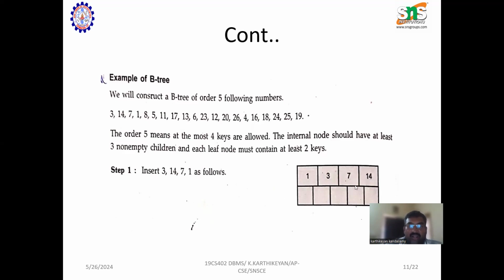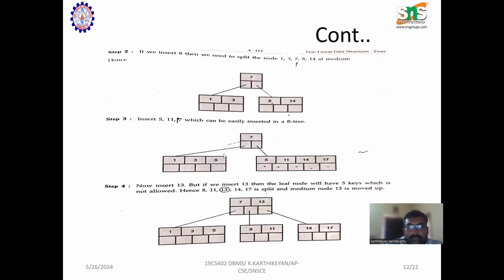Which one is the middle one? It is going to go upward. 7 goes upward, and 1 and 3 belong to the left of 7, meaning less than 7, and greater than 7 are 8 and 14. This is the answer: 7, then 1 and 3, and 8 and 14.